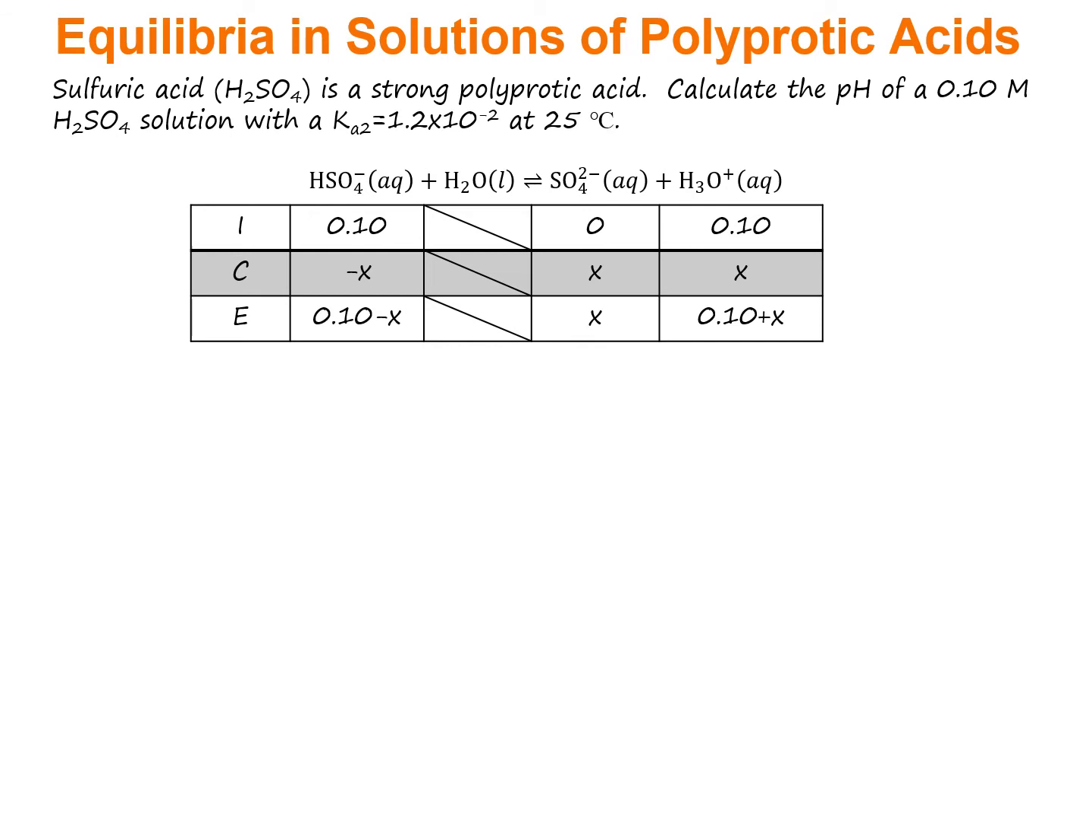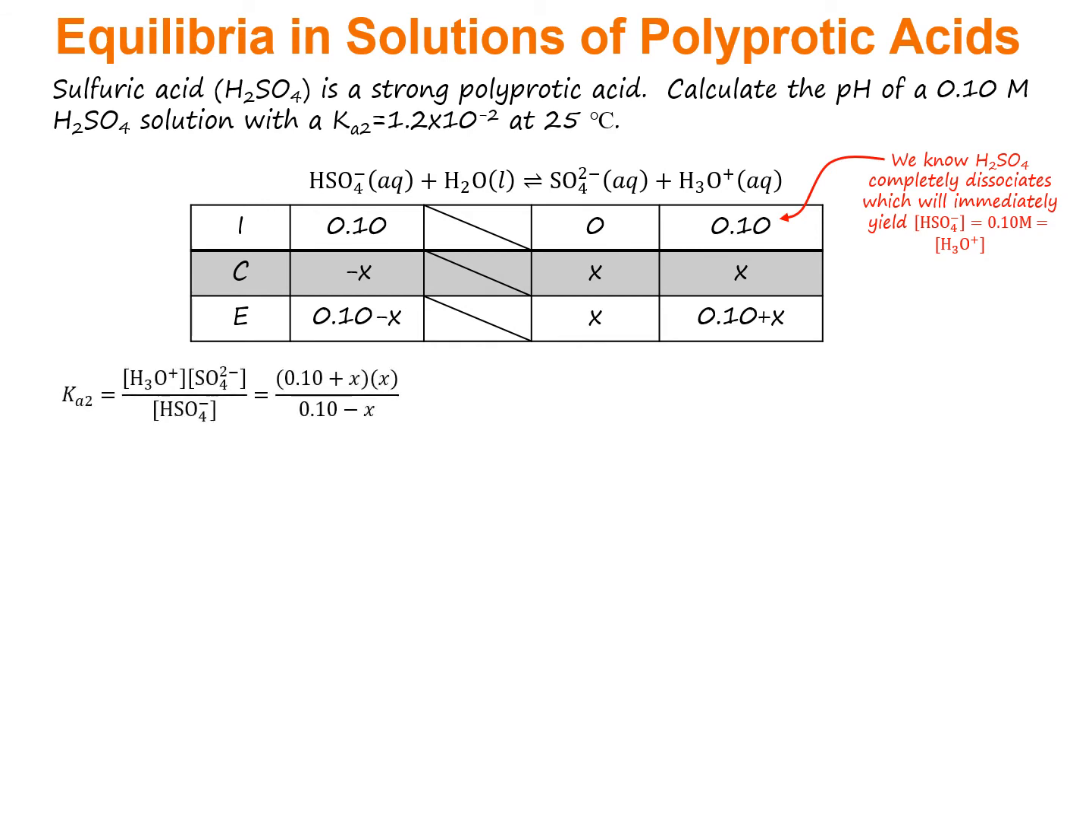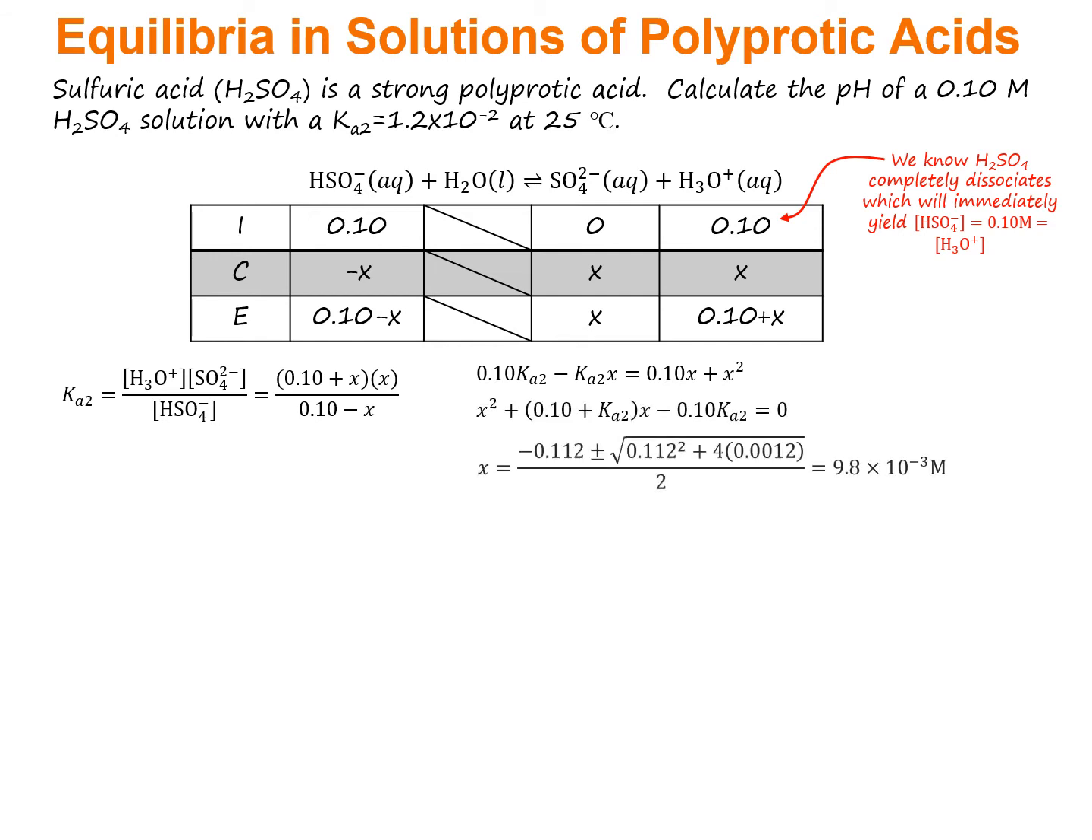And then summing those two entries up above, we end up with 0.1 minus X for HSO4 minus. We end up with X for SO4 minus and 0.1 plus X for H3O plus. And there, just as I said, we know that concentration because we know the dissociation is complete for that first step. So we set up our equilibrium constant, and then we go ahead and plug in our values of X. And then with a little algebra, I can rearrange this and eventually get it into a form that's suitable for the quadratic formula.